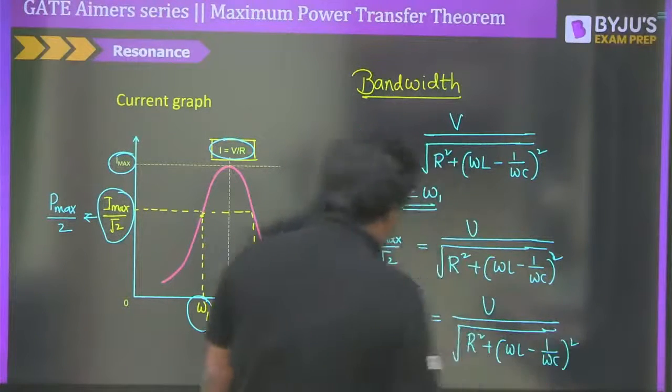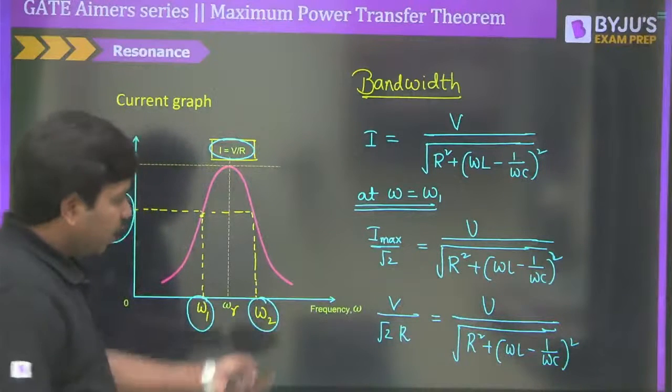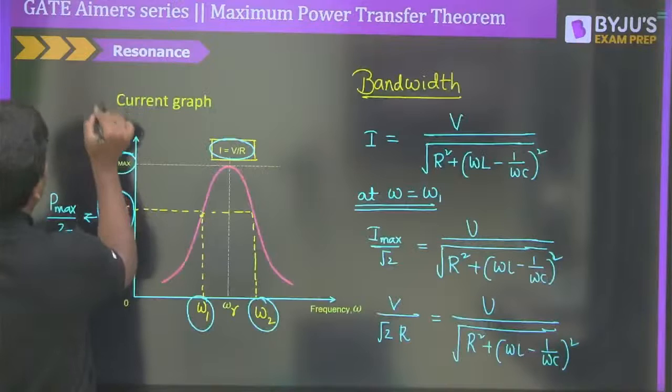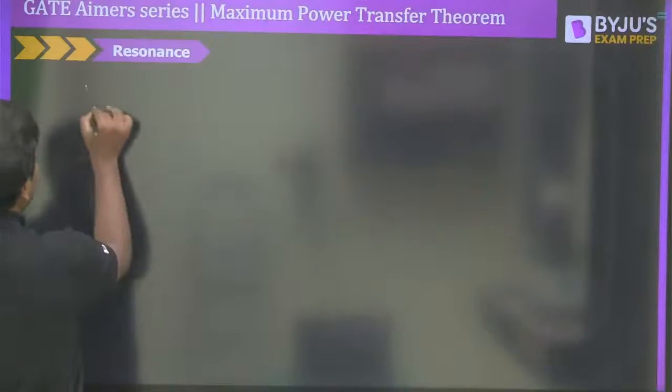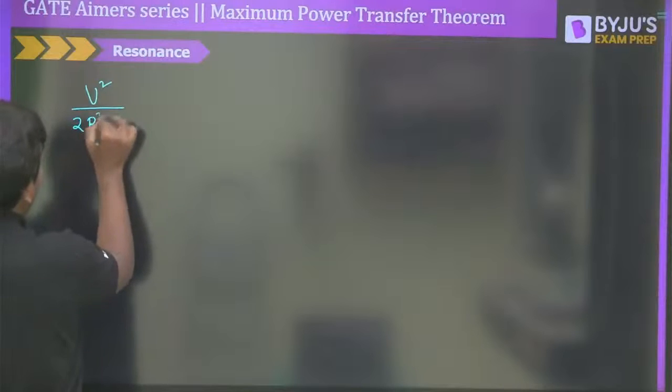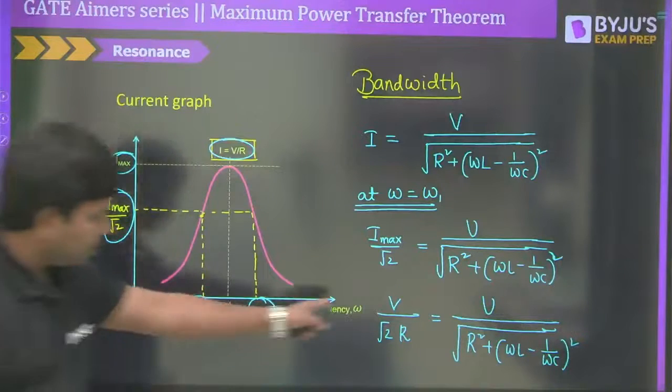This is very, very important. Now square on both sides. If you square on both sides, what are you going to get here? Once again, you will be getting V square divided by 2 times R square. Am I right? So that's all. Square on both sides.